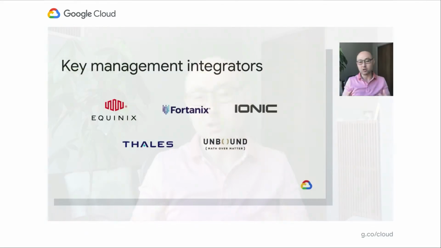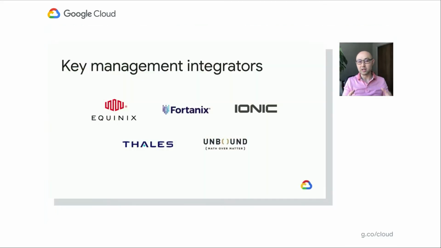Now, in terms of the integrators that have support for Cloud EKM, there's 5 currently. Half of them are cloud services, and the other half are providing infrastructure services. So in terms of cloud services, Equinix, Ionix, and Thales all provide cloud services. So you can sign up using their web portal, create a key, and it's basically a key that they'll manage for you in the cloud. And then the other half are providing things like HSMs. So Fortanix and Thales both provide HSMs that you can host in your own data center or on-premise. And Unbound sells software that you install into your own servers and you perform multi-part computation.